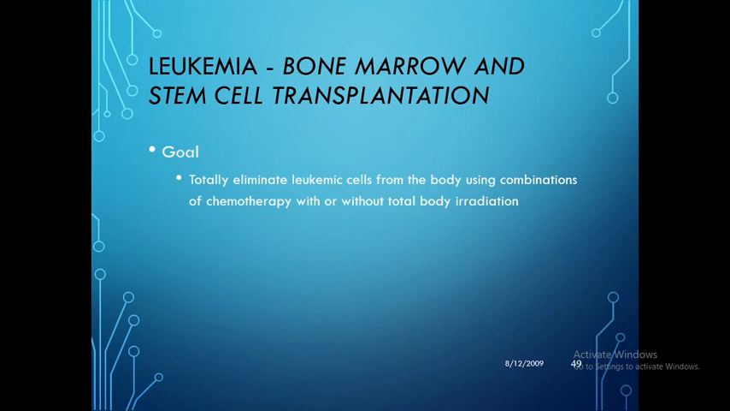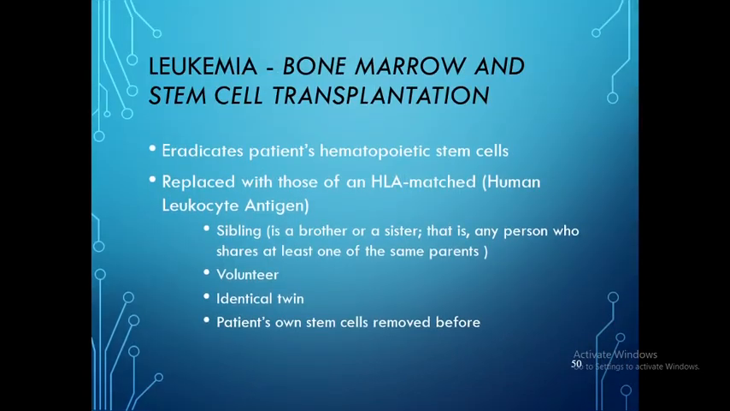Then there's another option for leukemia, that is bone marrow and stem cell transplantation. The goal is to totally eliminate leukemic cells from the body using a combination of chemotherapy with or without total body irradiation. That eradicates the patient's hematopoietic stem cells, which are replaced with HLA matched cells. HLA stands for human leukocyte antigen. This kind of bone marrow can be taken from a sibling, a brother or a sister, any person who shares at least one of the same parents, or from a volunteer or identical twin, or the patient's own stem cells can be removed beforehand.